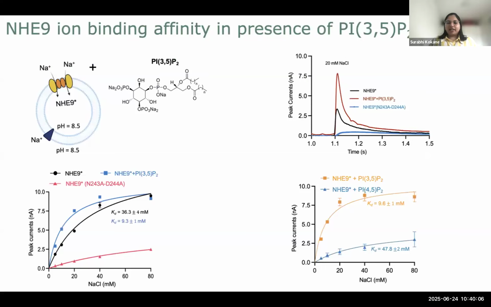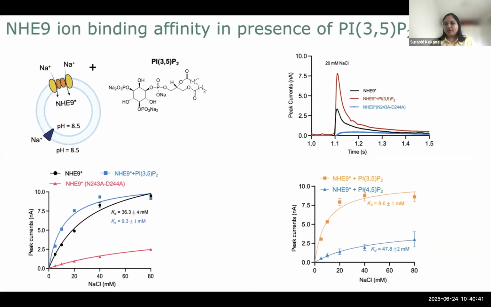So we calculated the binding affinities in the presence of this lipid. We incubate the protein with the lipid, and then we incorporate this whole sample into the liposome, so the lipid is already bound to the protein, and then we measure the signals for each of the samples. For the wild type without any lipid, the peak currents we got were around 3. And when we added this PI(3,5)P2 lipid, the signals were higher, around 7.5.